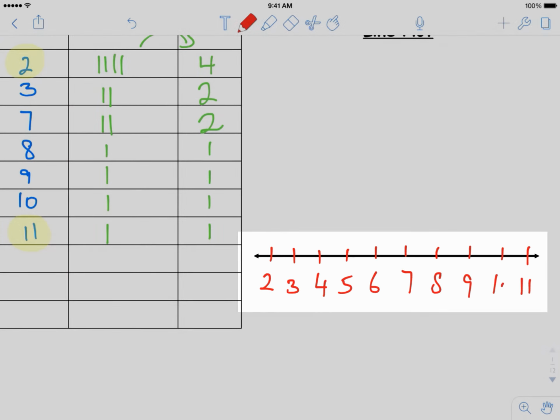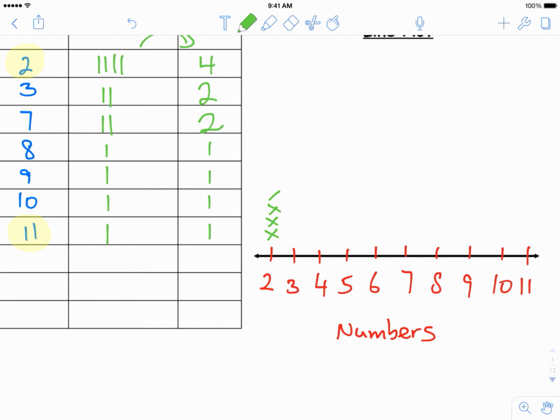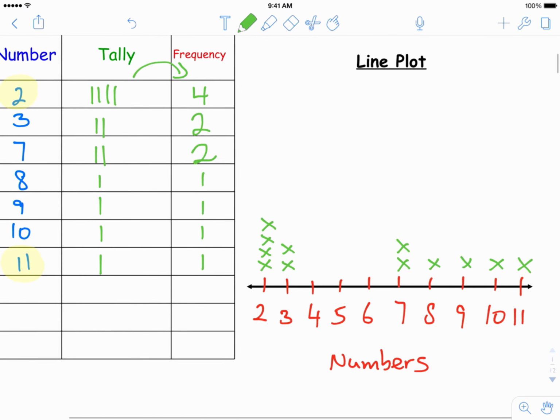Now to translate the frequency table into a line plot, we will put 4 X's on top of the 2, 2 X's on top of the 3, also 2 X's on top of the 7, and 1 X on each of the 8, 9, 10, and 11.